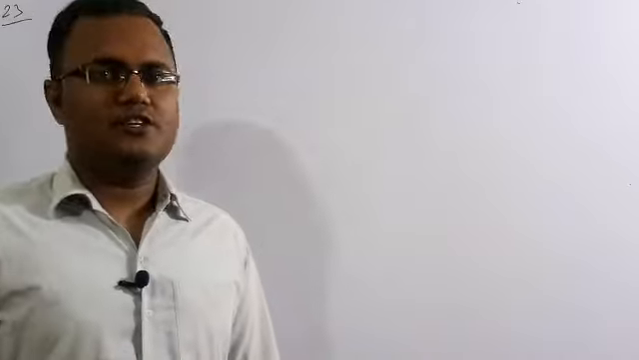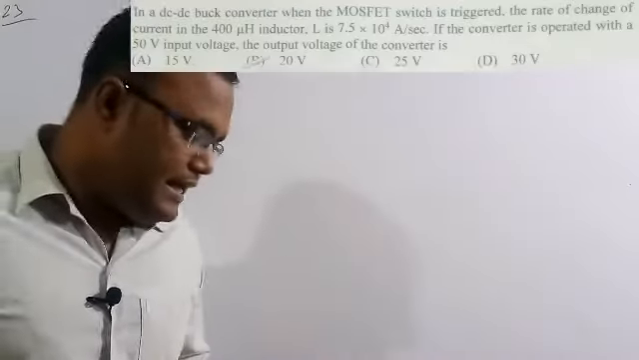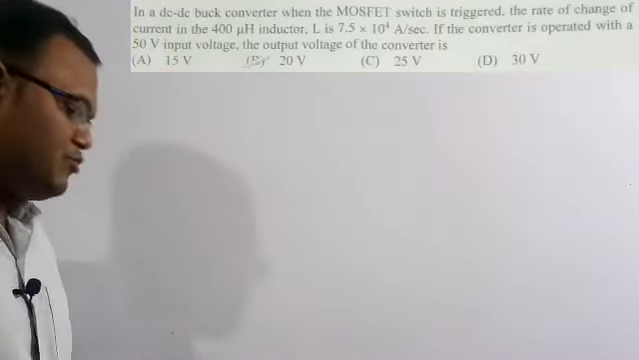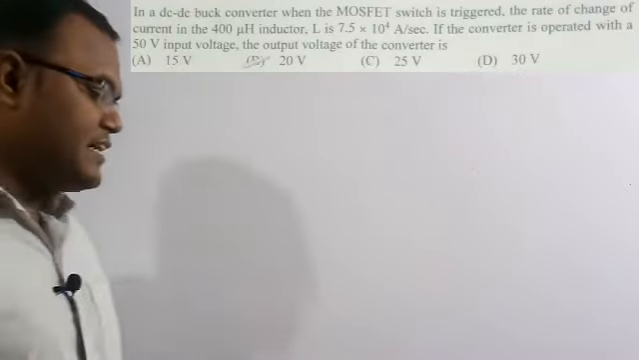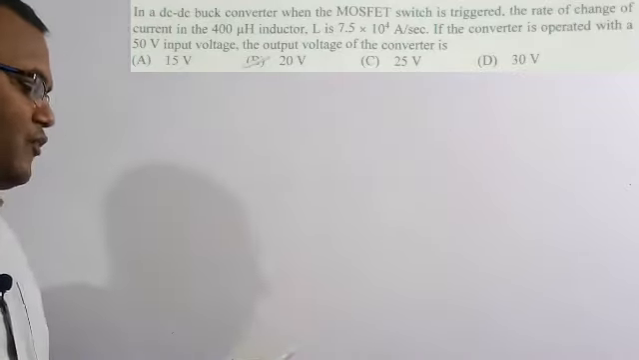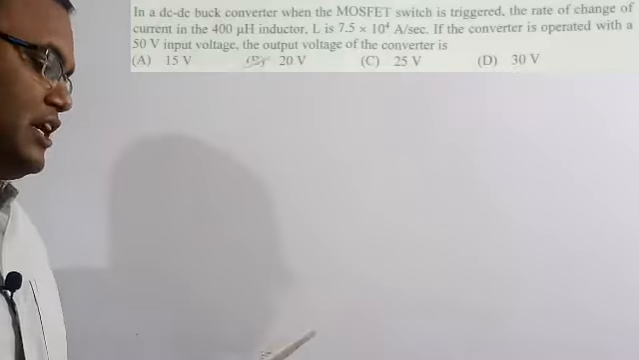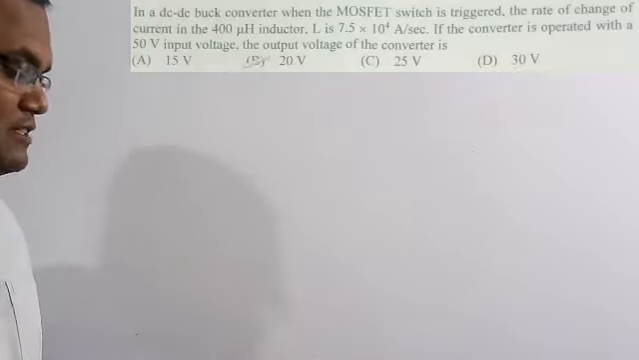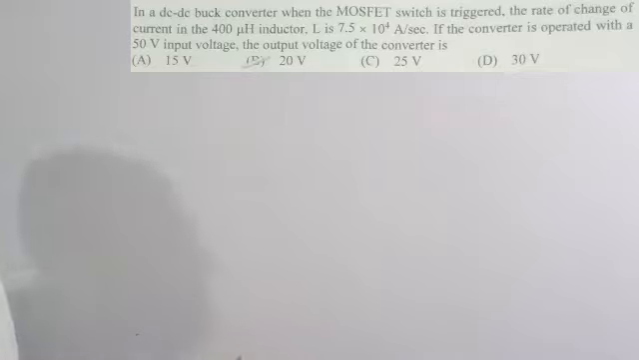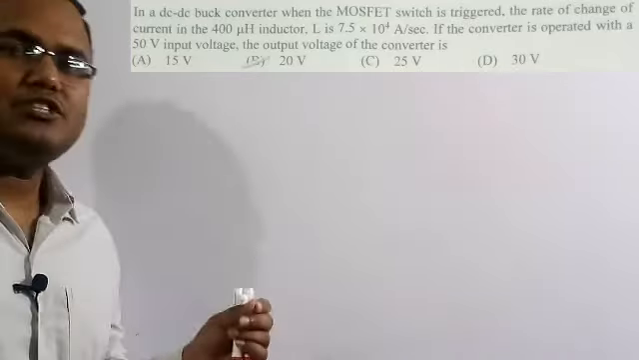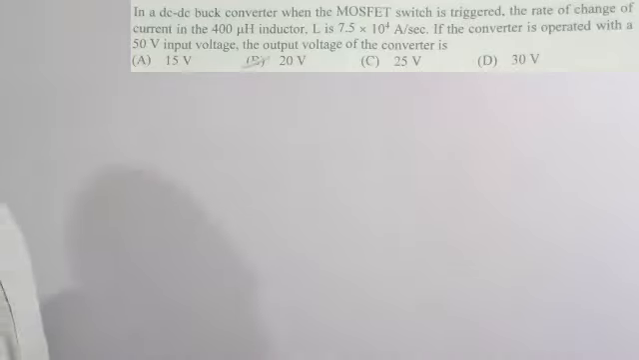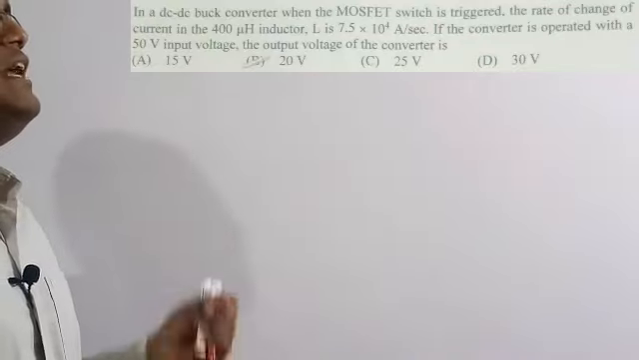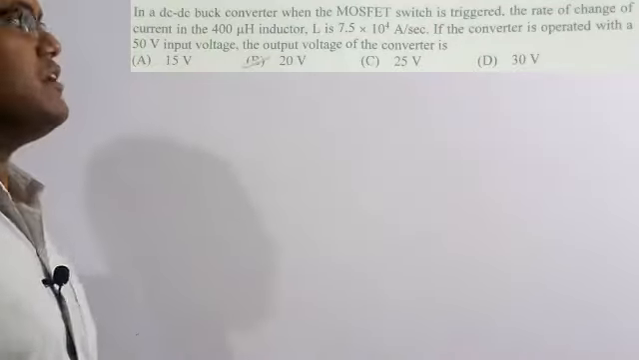Now we are going to solve the 23rd question. In a DC-to-DC buck converter, when the MOSFET switch is triggered, the rate of change of current in the 400 microhenry inductor is 7.5 × 10^4 ampere per second. If the converter is operated with a 50 volt input voltage, the output voltage of the converter is? In the question they have told us about the buck converter, and the inductor value is given as 400 microhenry.